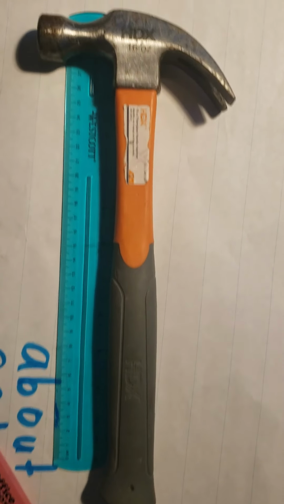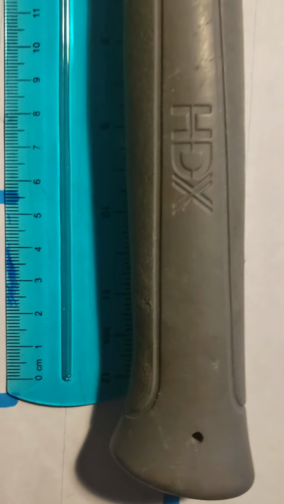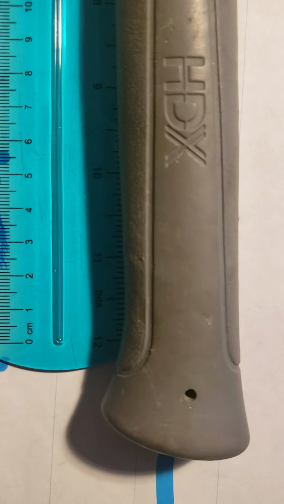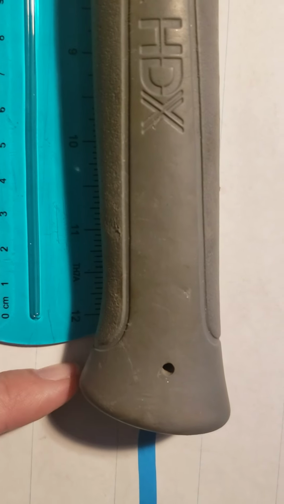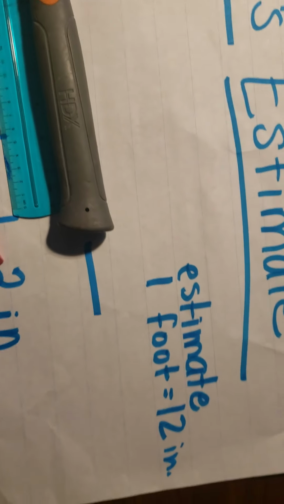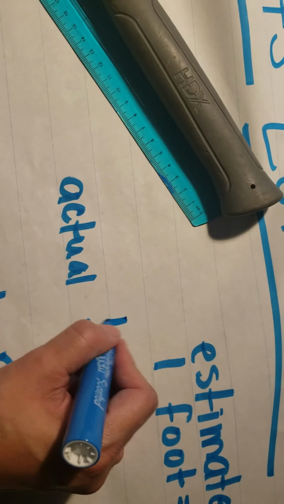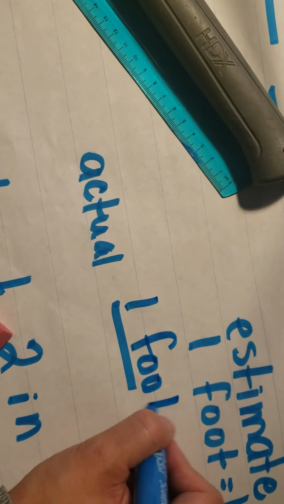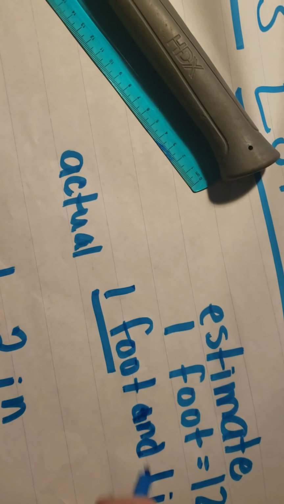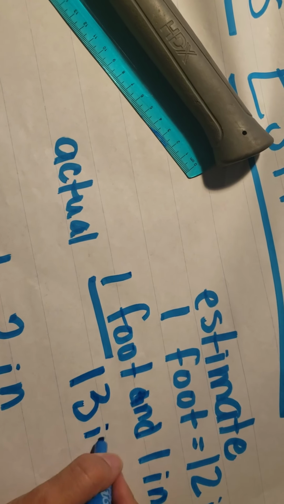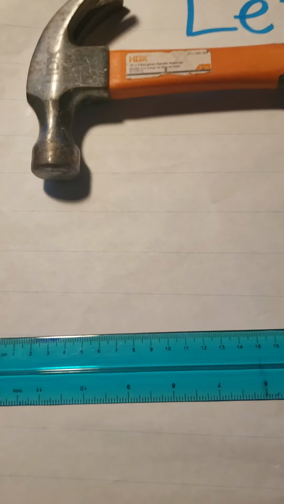There we go. So that's right at the 0. Then we go all the way down. It's about 12. If I stop here, this is about another inch. So I'm going to say it's about 13 inches. So it's 1 foot and 1 inch. Let's go ahead and write that down. So 1 foot and 1 inch, or the same as 13 inches. Okay, so I went ahead and showed you estimating as well.